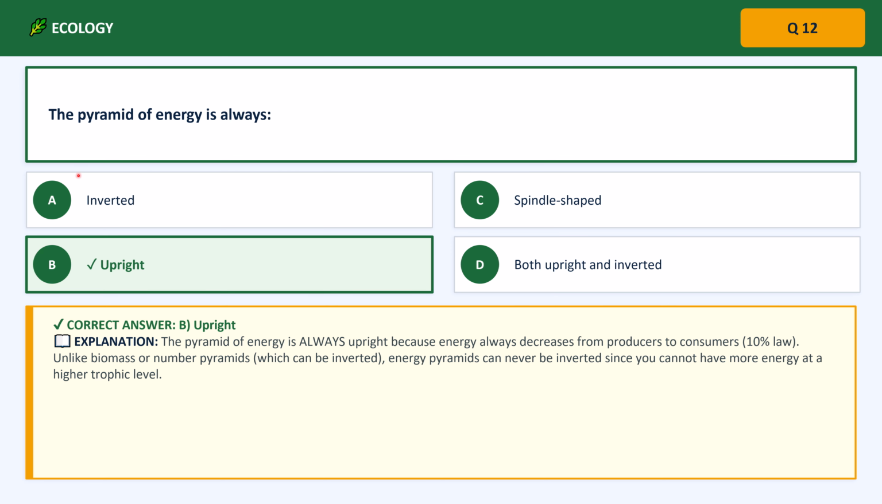Question 12. The pyramid of energy is always, option B, upright. Explanation: the pyramid of energy is always upright because energy always decreases from producers to consumers. 10% law. Unlike pyramids of biomass or numbers, which can be inverted, energy pyramids can never be inverted since you cannot have more energy at a higher trophic level.